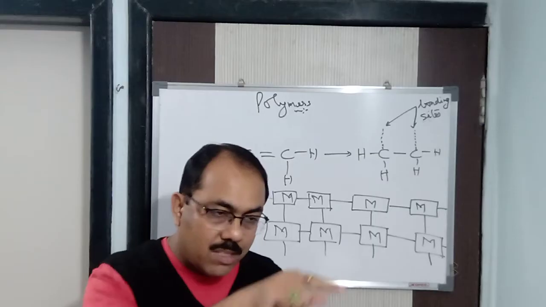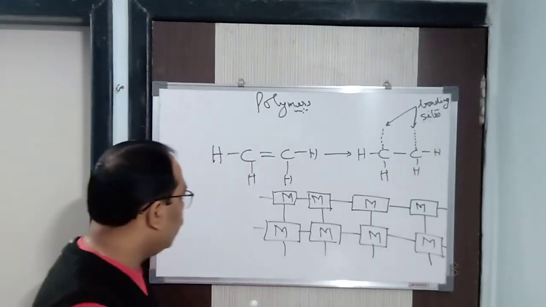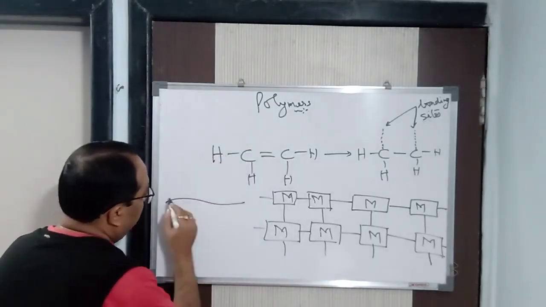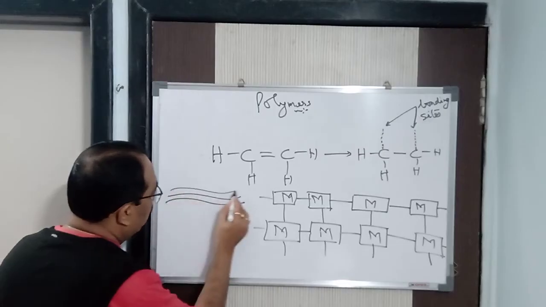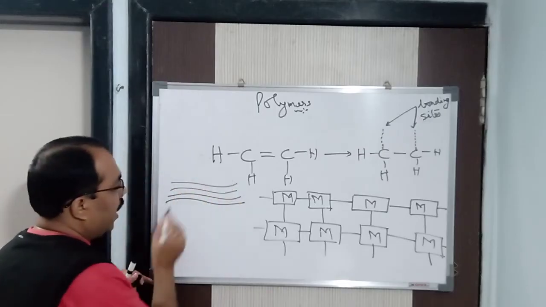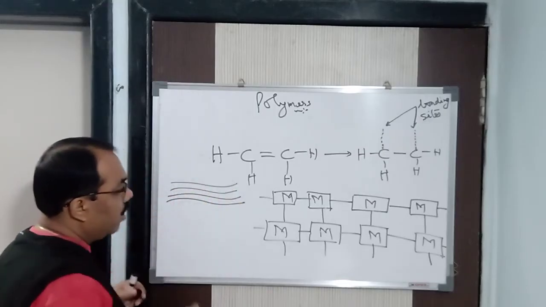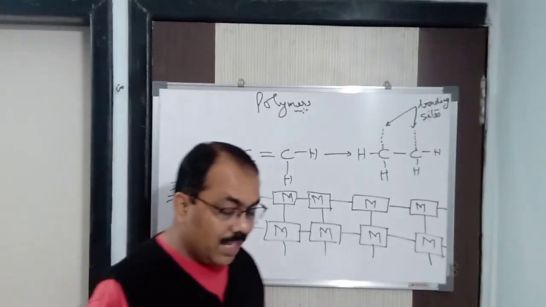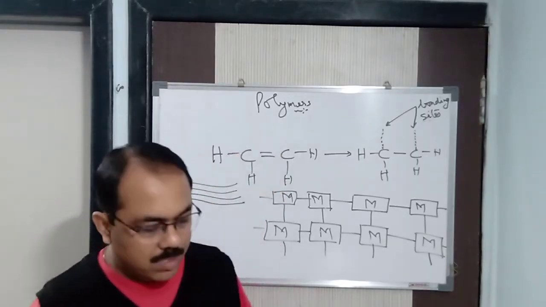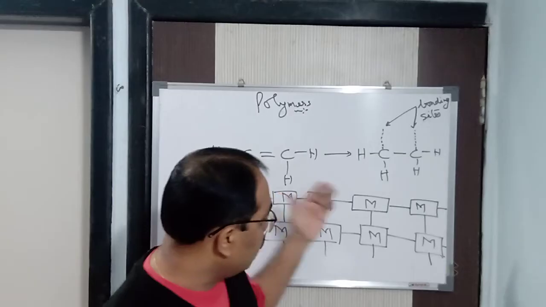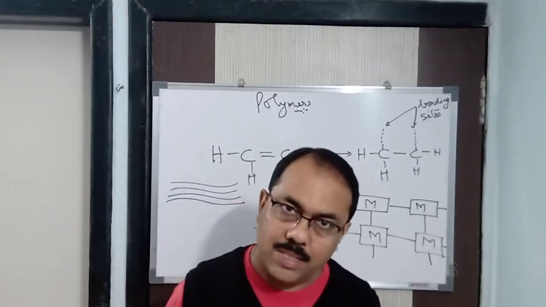So it is being placed in this manner, linearly, one upon the other, in this way. Alright, and these chains are held together by weak van der Waals forces. As a result, they can easily move one upon the other. This is about the linear polymers, and this is about the cross-linked or network polymers.